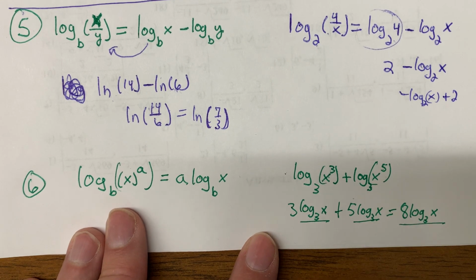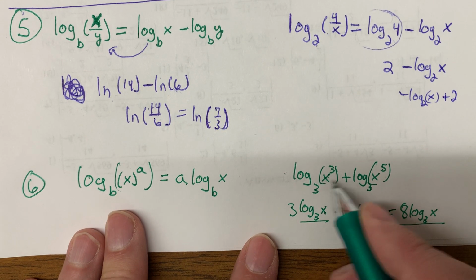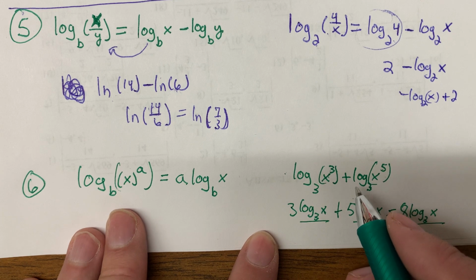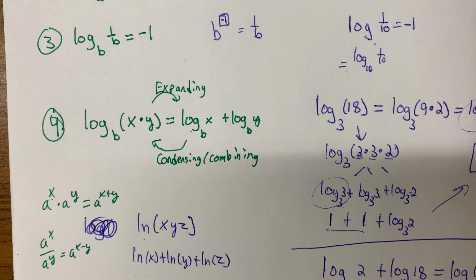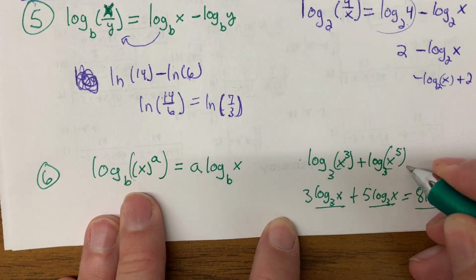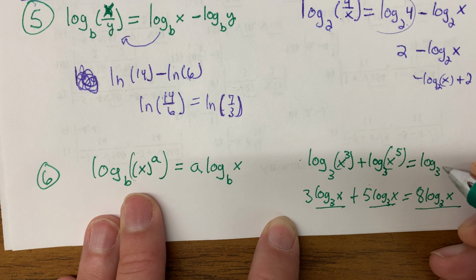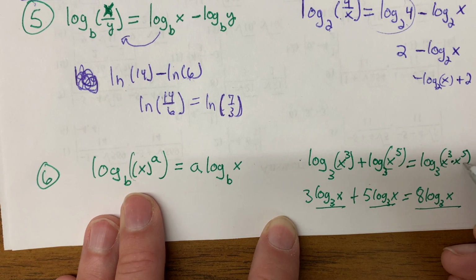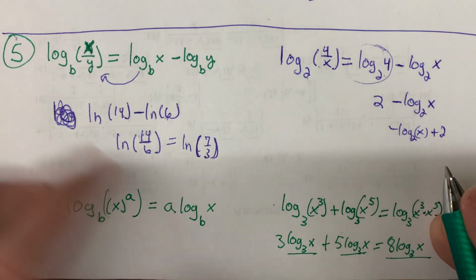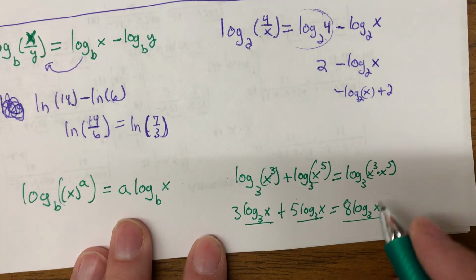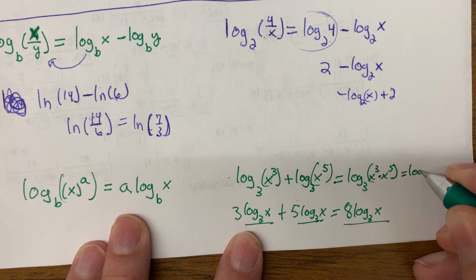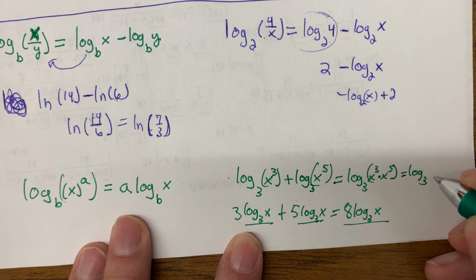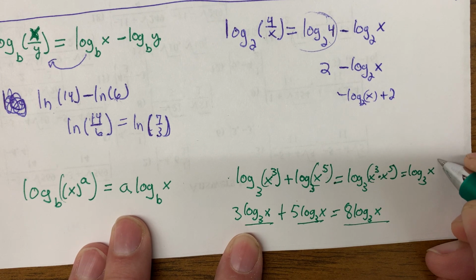Alternatively, I want to show you a different way you could have done this. You might have noticed that these are two logs adding. And so maybe you wanted to use property number 4 that says if you are adding two things, you can combine them into something multiplying. Watch how this would go. This is log base 3 of x cubed times x to the 5th. And you should know from your properties of exponents that if you have two exponentials that are multiplying, you can combine this into log base 3 of x to the 8th.